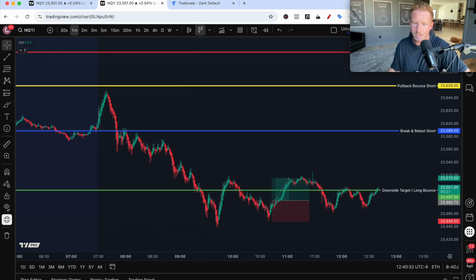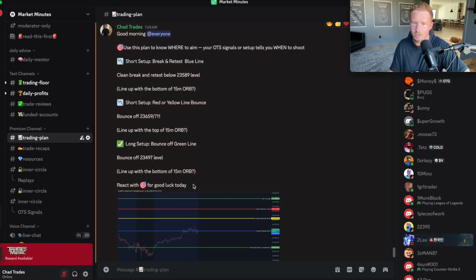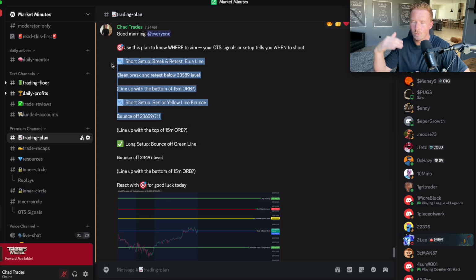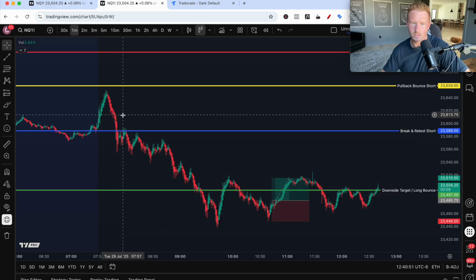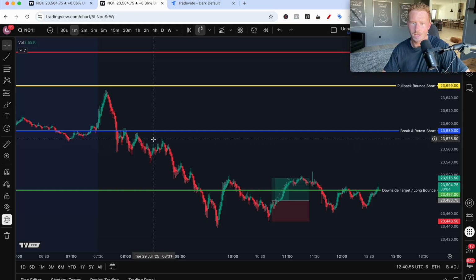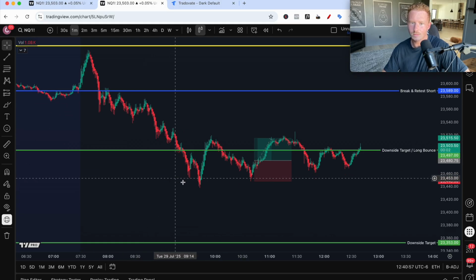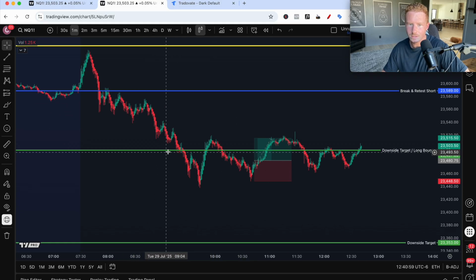Now, if I go back to my trading plan, you can see there's a reason why I didn't have any short setups down here. The only short setups I wanted to take were more upwards, in this area, whether it was the blue line or the yellow line, because I knew we had a lot of hedging pressure, a lot of selling pressure, a lot of resistance up in this area. Down here, we had a lot of support. So this was our main high probability bounce area.